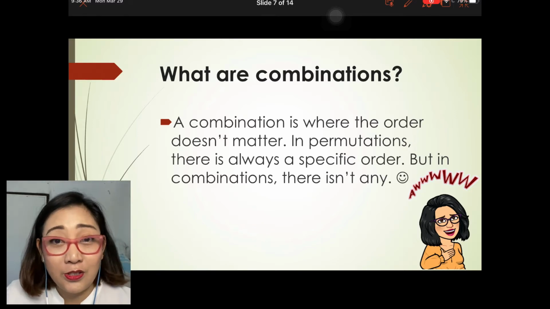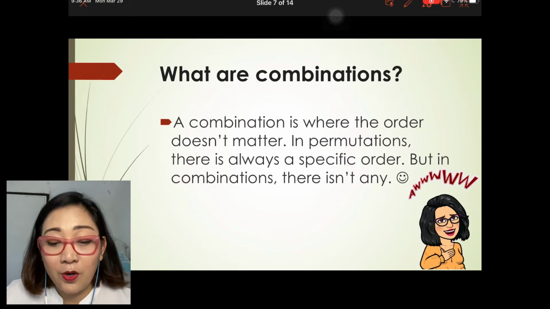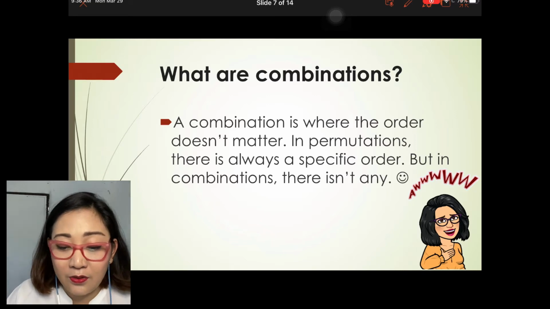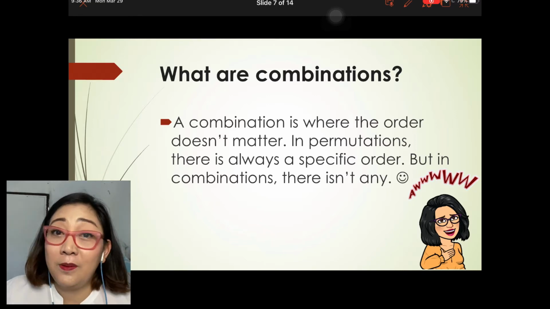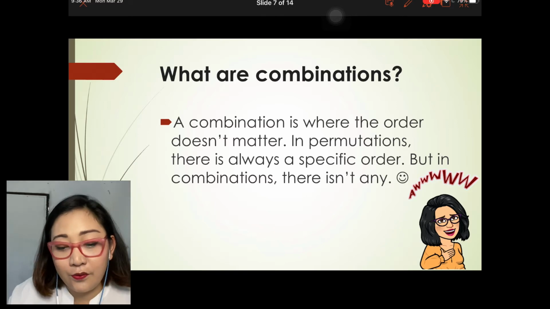Okay? So, let's have the notation for combinations. So, this is your notation. Ito yung kailangan mong gamitin when you are expressing your combination. So, as you can see, yung formula natin is almost the same as the formula for permutation. Ano lang yung pinakaiba niya? Meron lang tayong r factorial na nakamultiply sa ating denominator. Okay? So, let's use this formula.